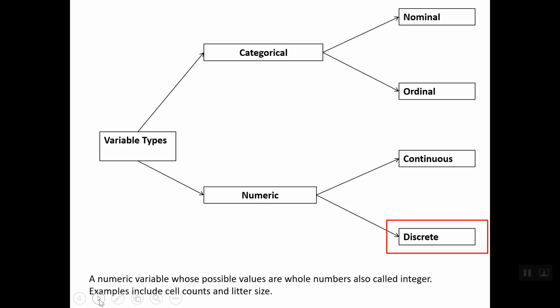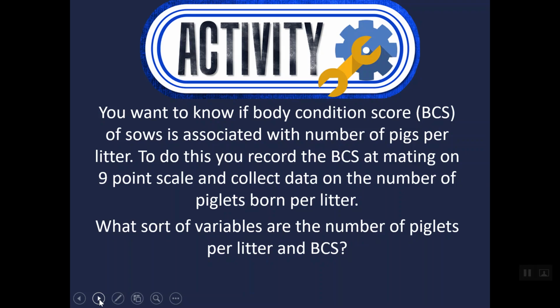Okay, and it's important to be able to know what type of variable you have, because that will determine how you handle it when you do your later analyses. Okay, so right now I'd like you to pause and apply some of the thinking that we've got here to a scenario in which you want to know if the body condition score of sows is associated with the number of pigs per litter. To do this, you record the body condition score at mating on a 9-point scale and collect data on the number of piglets born per litter. What sort of variables are the number of piglets per litter and body condition score?